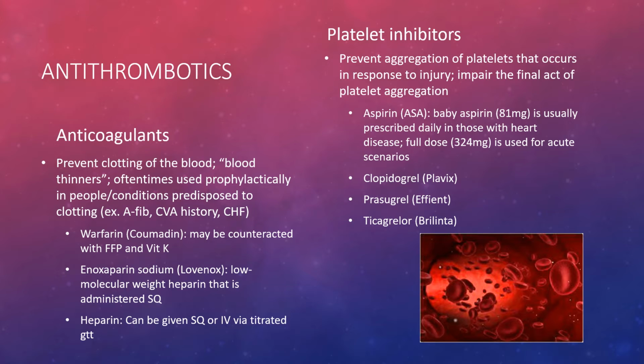So really what I want you to remember from this slide is just the difference between these two kinds of antithrombotics. Anticoagulants interfere with clotting factors, so they stop thrombin from binding to antithrombin and/or impede the action of vitamin K. And then antiplatelets interfere directly with platelets, binding to platelets to make them slick so they can't stick together. So thin is anticoagulants, slick is platelet inhibitors.